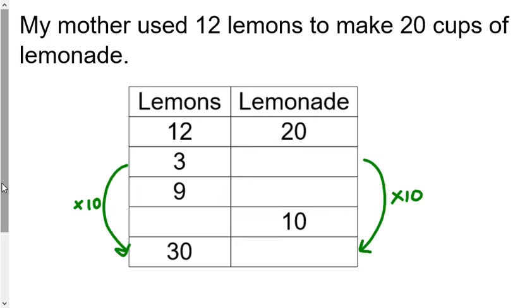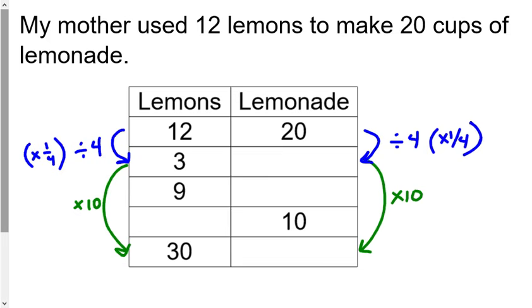I might start by saying, oh, wait a minute, 12 divided by 4 is 3. Remember, dividing by 4 is the same thing as multiplying by 1/4. And so then 20, I would have to do 20 divided by 4 also, or multiply by 1/4. So 20 divided by 4 or multiplied by 1/4 is 5. So the missing number for this spot is 5.